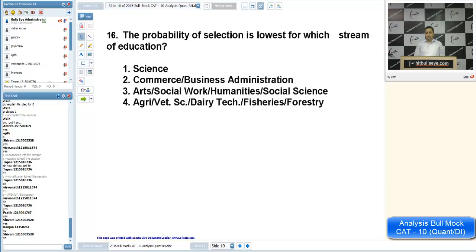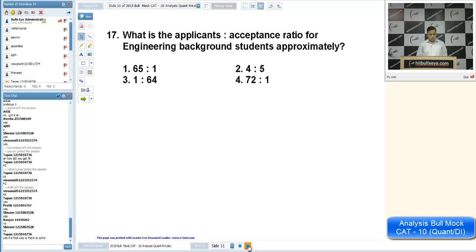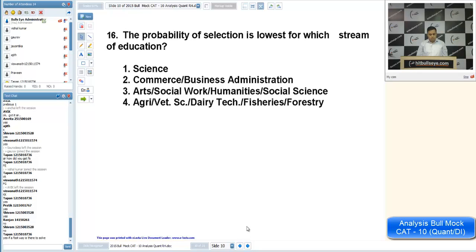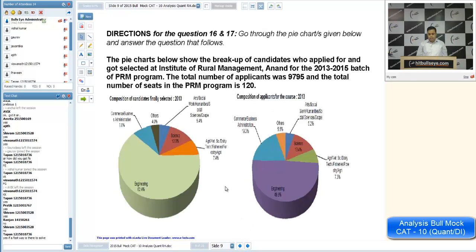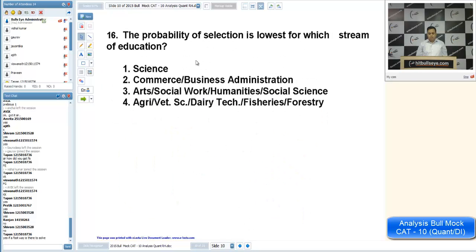Okay, this was an easy block relatively. Okay, Tapan, you have to find the ratios. In the first question, you have to find the probability of selection. You have to find for which stream of education the probability of selection is lowest.